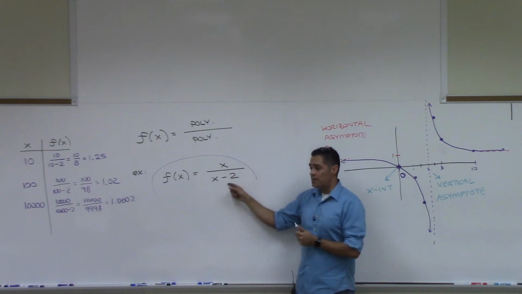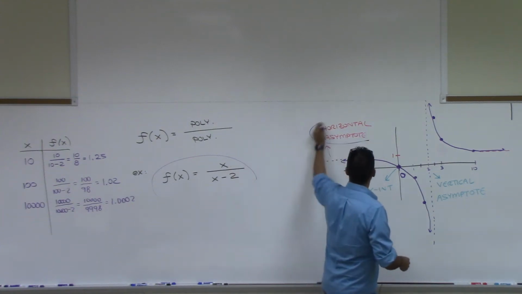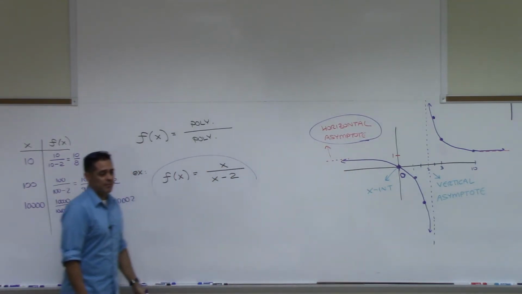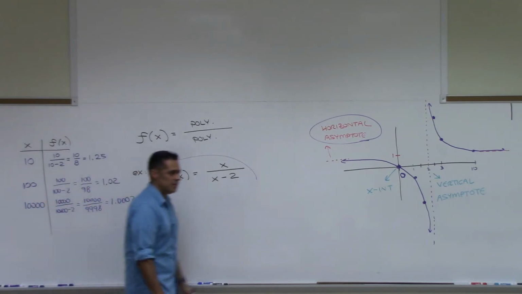Where the bottom is, 0, is where we're going to have a vertical. The thing that we don't know yet, and the hardest thing in this whole thing, is how do we figure out horizontal asymptotes? So you're going to have to wait. I'm going to have to slowly get into this. All right?